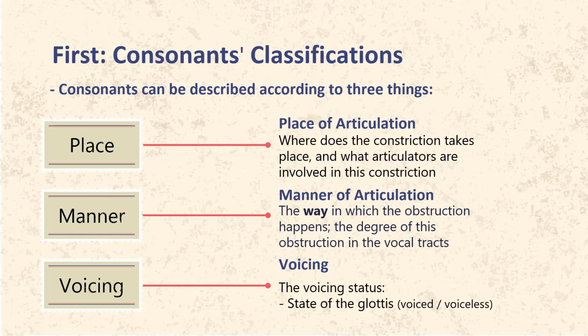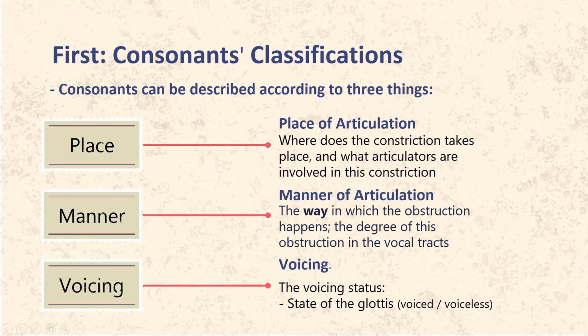The manner, when we say the manner of articulation, we mean the way, okay, اللي هي الطريقة. إيش هي الطريقة اللي صارت فيها هذه الإعاقة للهواء. The way in which the obstruction happens, the degree of this obstruction in the vocal tract. We have a full obstruction, or I think a full closure, إيقاف إغلاق كامل. We have a partial closure, إغلاق جزئي. And we have both, اللي هو إغلاق وبدون إغلاق. هذا بنسميهم I think the affricates. Right now we'll be seeing them.